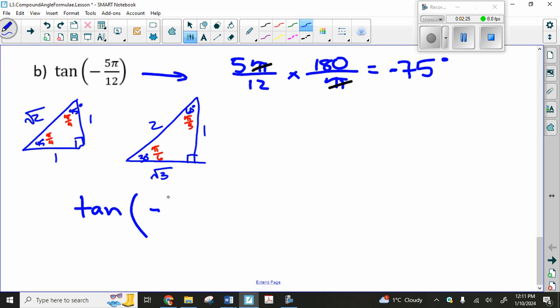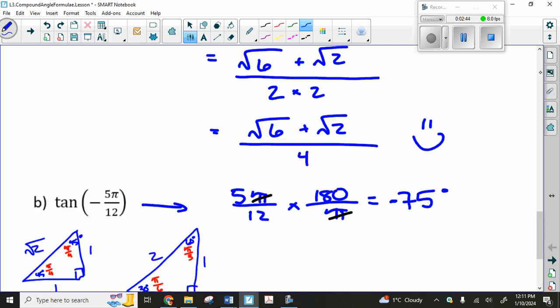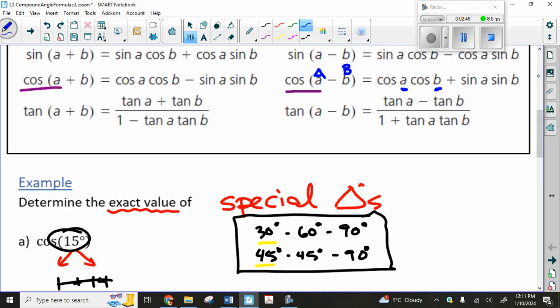So let's go pi over 4. That's the 45 minus the 30, which is pi over 6. And those work out, once you find a common denominator, to give you 5 pi over 12. So now I'm going to look up here and figure out, I'm doing the tan minus, so this is what I have to set up. Tan A minus tan B over 1 plus tan A tan B. Let's go.